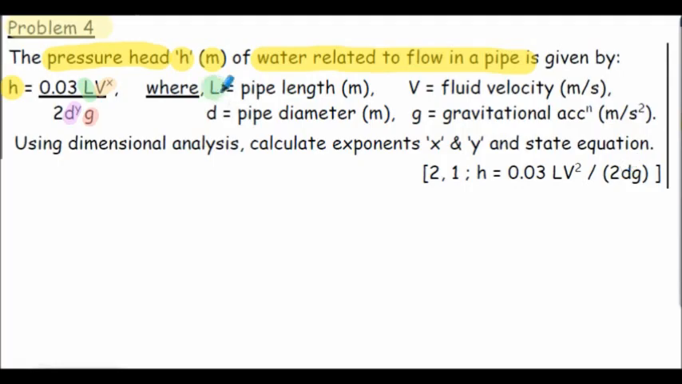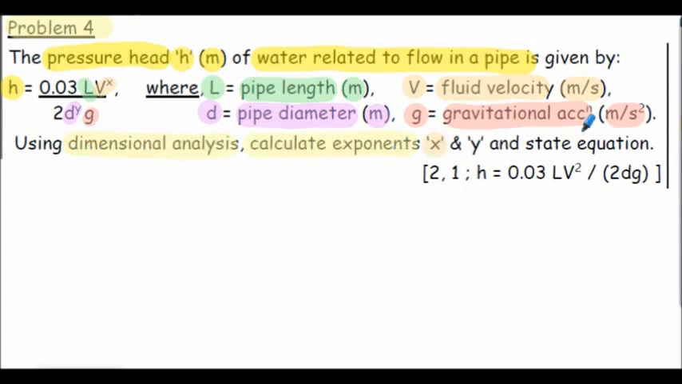And we're informed that L is the pipe length, meters, V is the fluid velocity, linear velocity in meters per second, lowercase d is the pipe diameter in meters, and lowercase g is the gravitational acceleration, meters per second squared. Using dimensional analysis, we're asked to calculate the exponents x and y, and then state the equation. Answer shown in the bracket. So I'd encourage you to start the presentation, attempt problem 4, but again the full worked solution is going to be shown on the following slides.